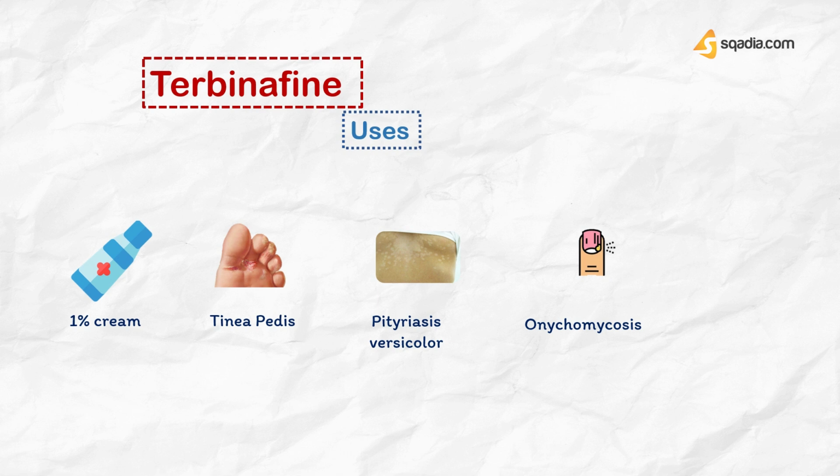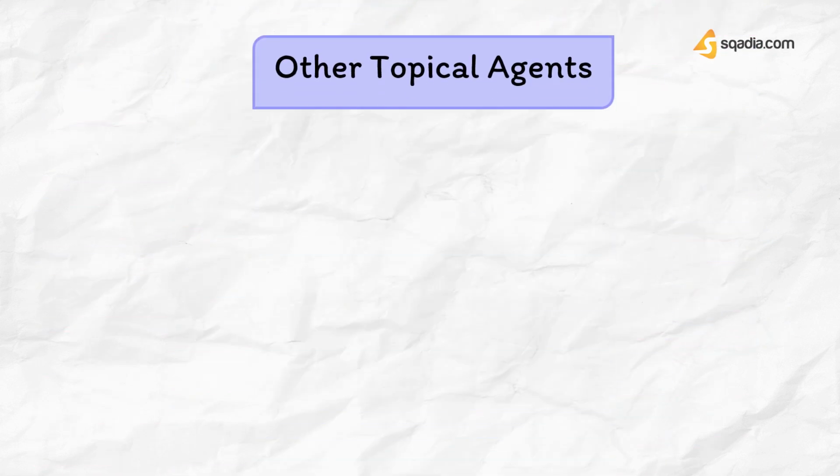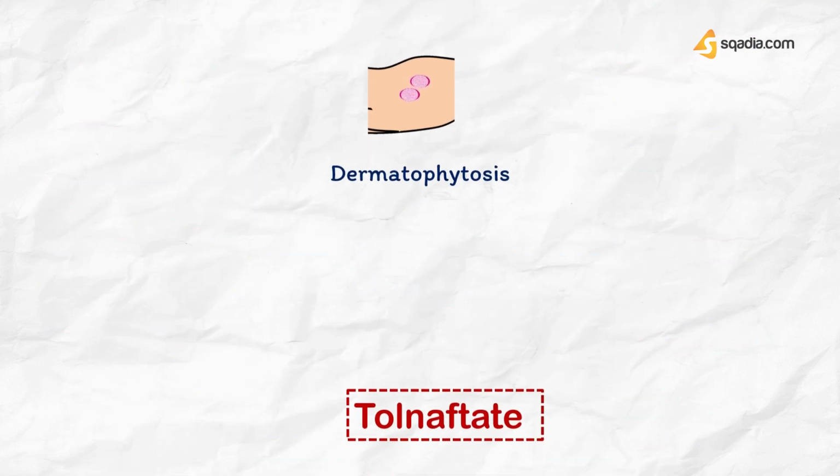Terbinafine is less effective against cutaneous and mucosal candidiases. 2 to 4 weeks oral therapy may be used as an alternative to fluconazole. All other antifungal drugs are used for dermatophytosis.